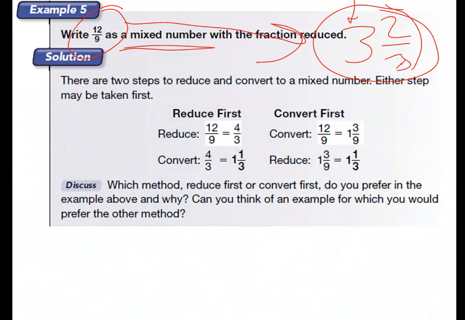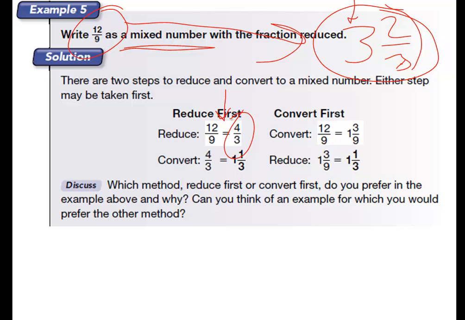Let's see if you can do this on your own. Okay, what you should have done is you could reduce first, if you choose to, by 3 over 3, which leaves you 4/3, because 3 goes into 12 4 times, and 3 goes into 9 3 times, which gives us the 4/3.